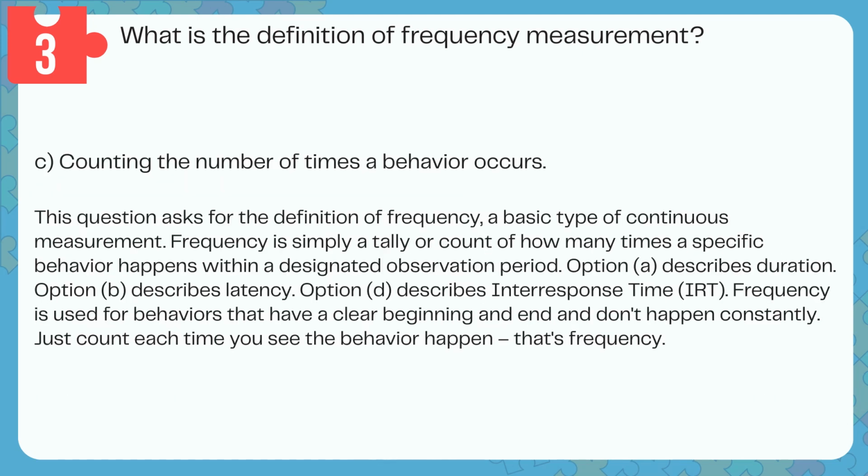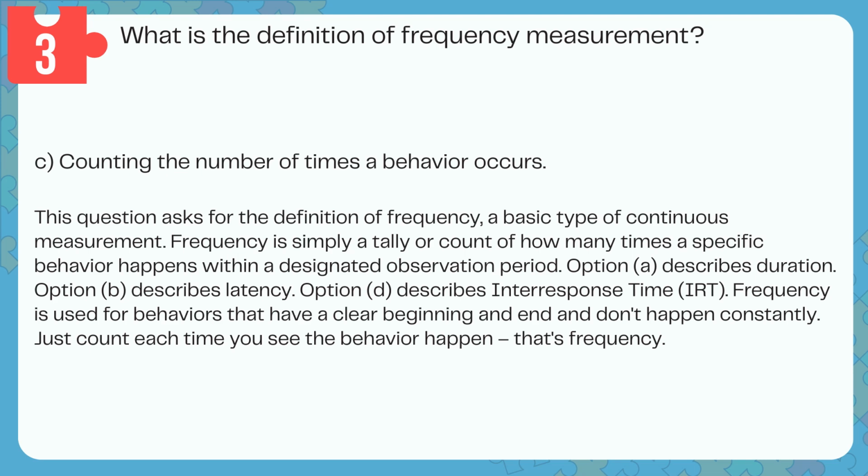Answer: C. Counting the number of times a behavior occurs. This question asks for the definition of frequency, a basic type of continuous measurement. Frequency is simply a tally or count of how many times a specific behavior happens within a designated observation period.